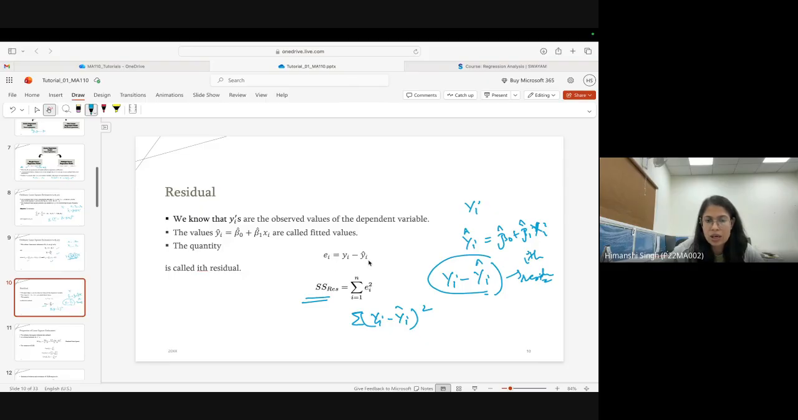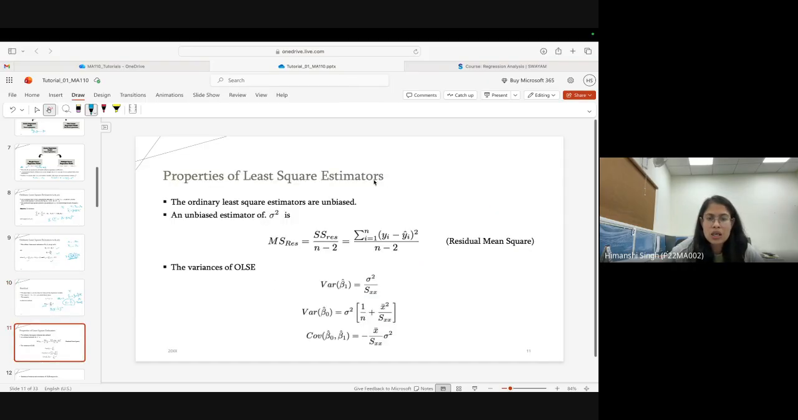And we've also learned in the class that the summation of ei is 0. By the derivations it was proved that the summation of ei is 0. And this SSres is the summation of ei square.